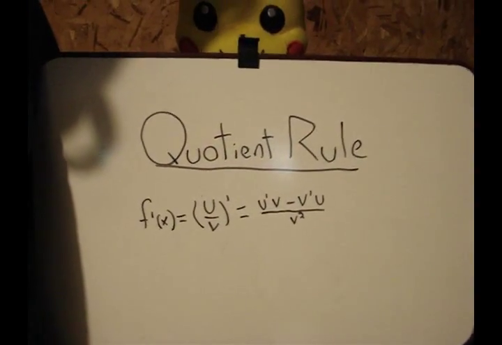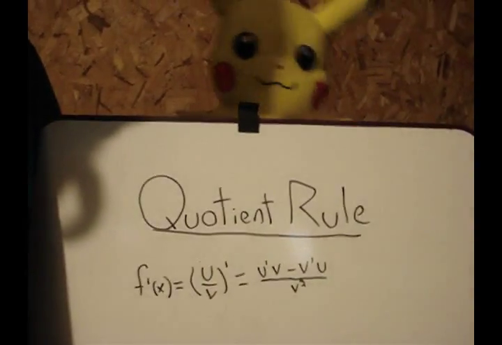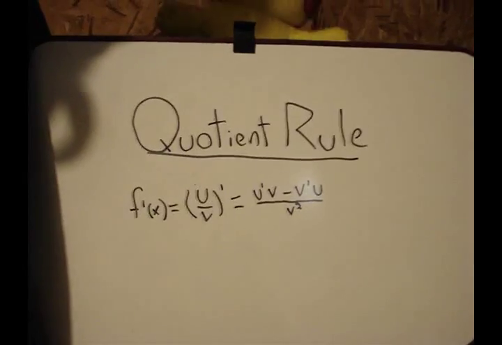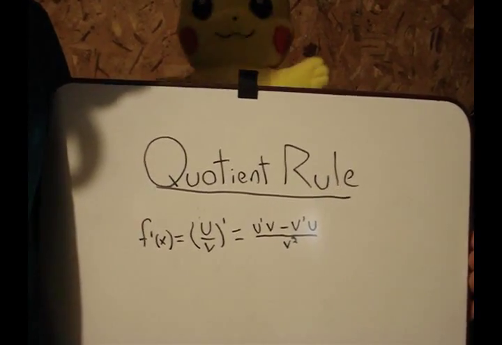Alright, Bobby. Last thing we need to talk about is the quotient rule. The quotient rule states that f prime of x equals u over v prime, which equals u prime times v minus v prime times u, all over v squared.